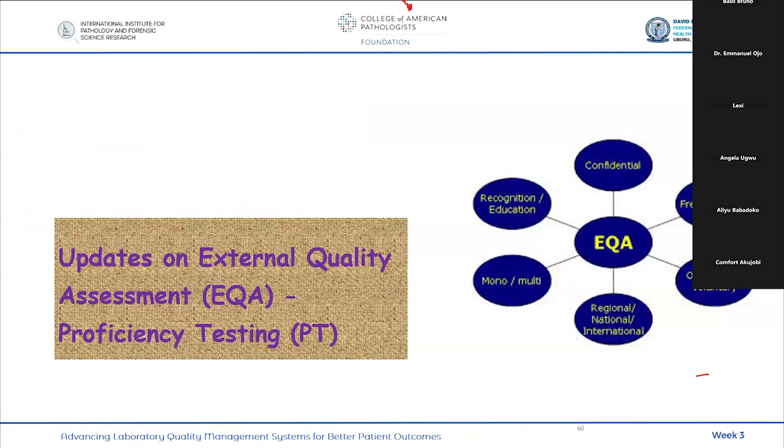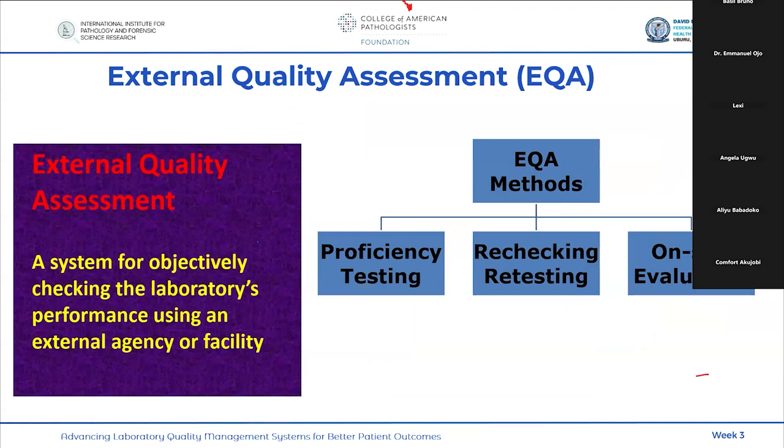I'll be transiting to proficiency testing, which is also a part of what we are supposed to discuss, and then external quality assessment, which is a system. I think this is one of the poll questions: a system for objectively checking the laboratory's performance using an external agency or facility. It means a lot of people's results, peer results, are put together to find the reference values, and then this is actually determined.